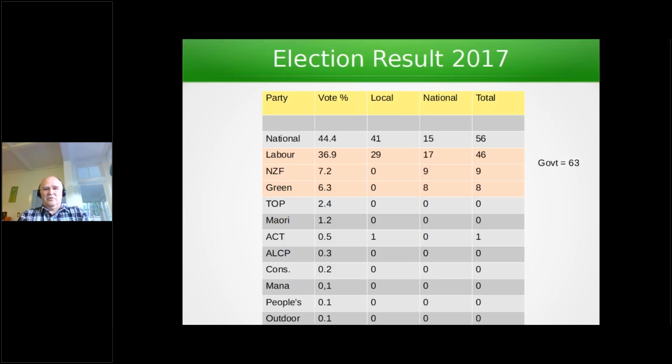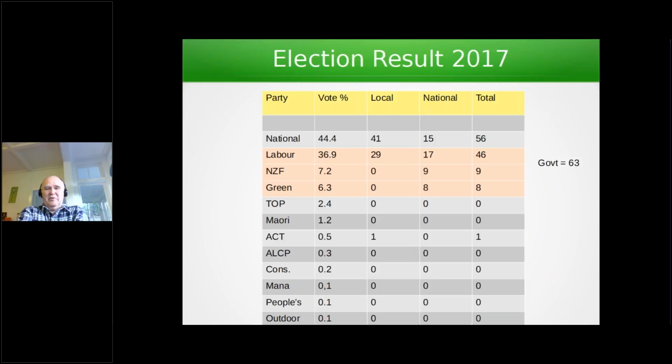This is the election result from September 23rd, 2017. The National Party got 44.4% of the vote, and they won 56 seats. So they are the largest party in the legislature. They had 41 local seats and 15 national seats or list seats.